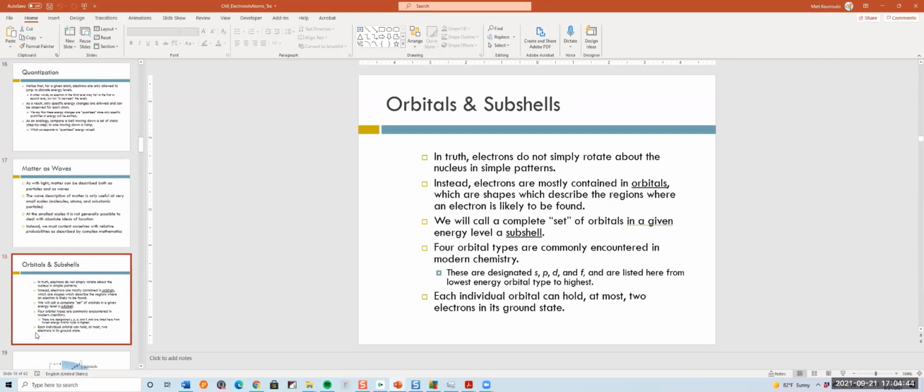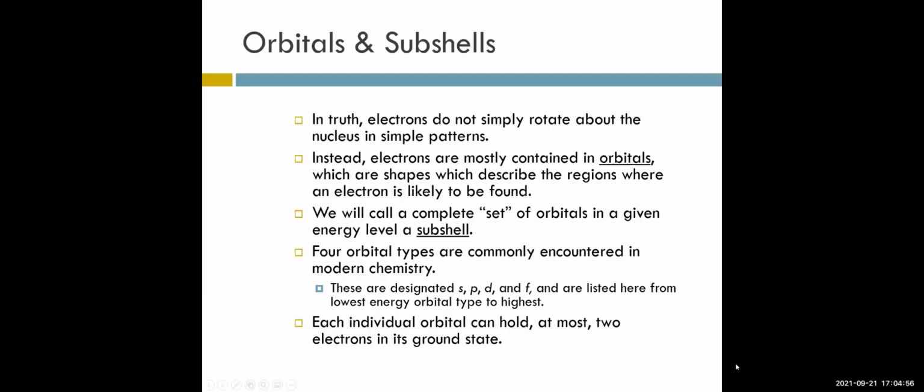All right, so we're going to move from the Bohr model of the atom to the quantum mechanical model right now, which is much more accurate. Electrons don't go around the nucleus in a circle. Electrons, however, are contained in space, in regions of space called orbitals. And these don't actually exist.